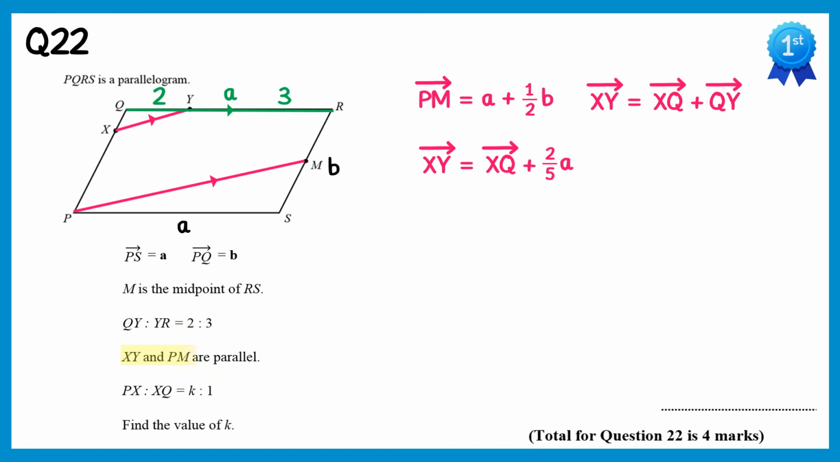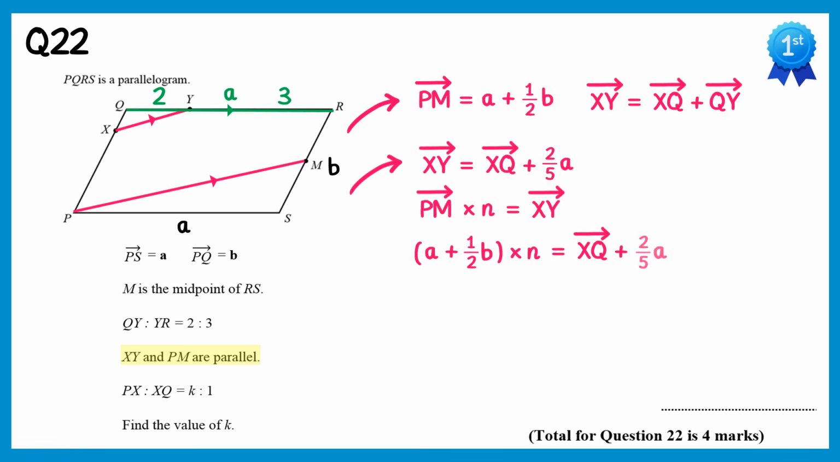Now we're told in the question that XY and PM are parallel. This means if you take PM and times it by some number, you must be able to get XY. We know what PM is, it's A plus half B, so we can write that in, times some number n, must give you XY, and at the moment XY for us is this, which is XQ plus 2/5 A. If we multiply the bracket on the left hand side, we get nA plus half nB, and then keep the right hand side the same. These two must be equal for some number n.